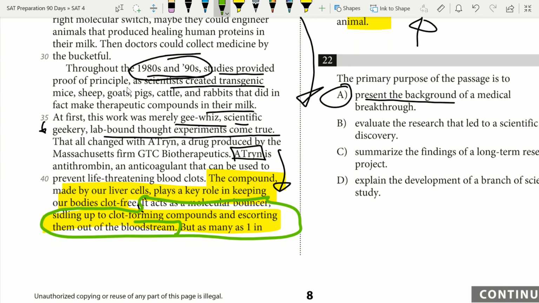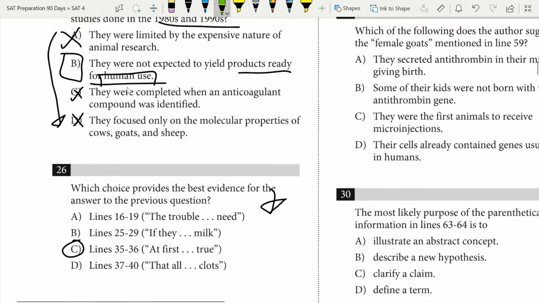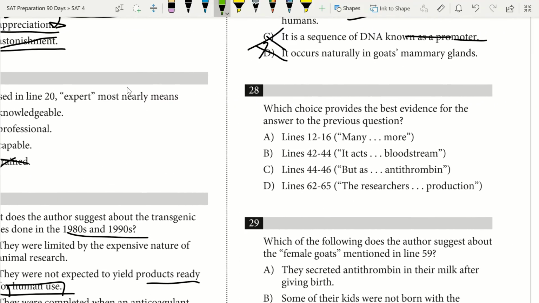So that's talking about how it's getting rid of those compounds that cause blood clots and getting them out of the bloodstream. So that would be from 42 to 44 would be my best answer there. 42 to 44. So let's find our answer for that one. We see that that's going to be answer choice B for number 28. All right, so now we got question 29.